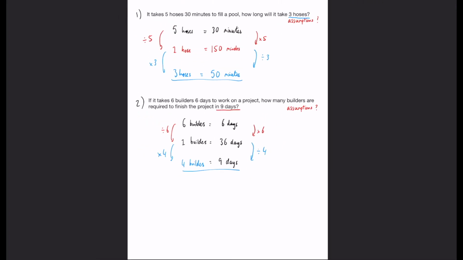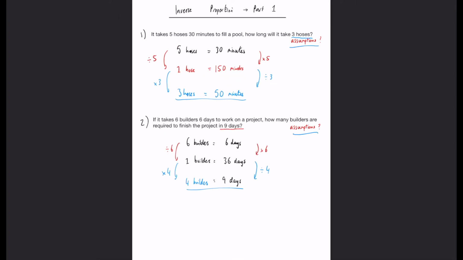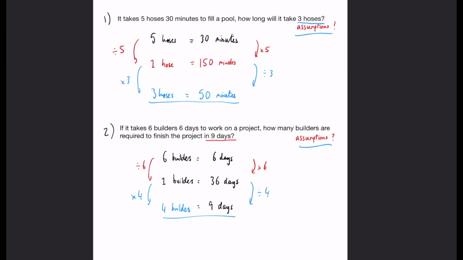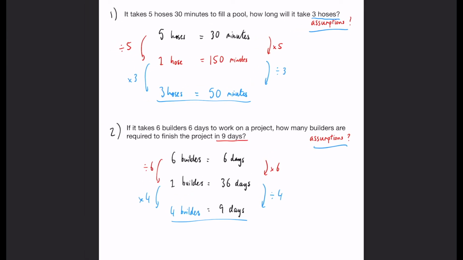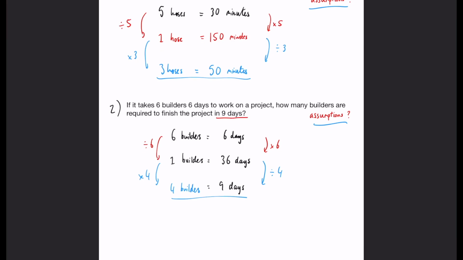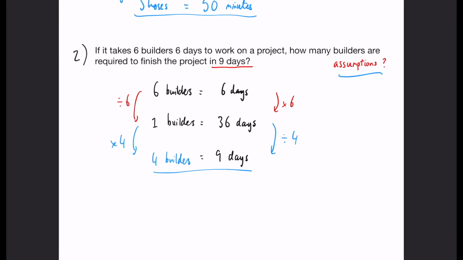Now notice here in red I've written what are the assumptions that you take in your question. And the assumption you take is very general for everything, but it is basically that every individual thing, so for example here every hose or every builder, is working at the same rate. So if you've got 1 builder that is working a lot quicker than the others, obviously that's not going to work here because we don't know that. So the assumption you make is that every single builder is working at the same rate.